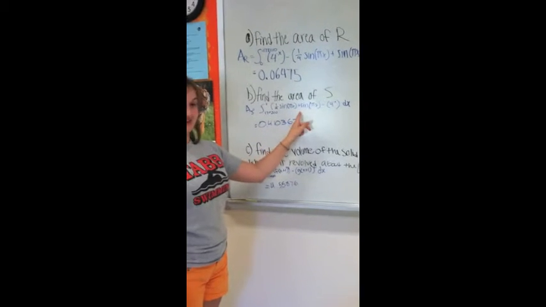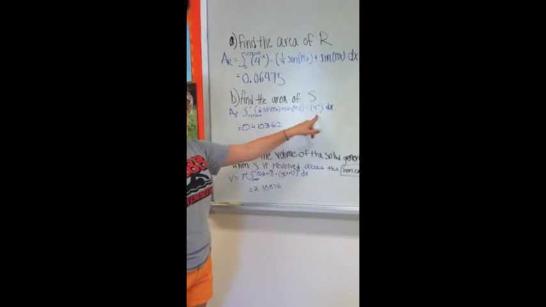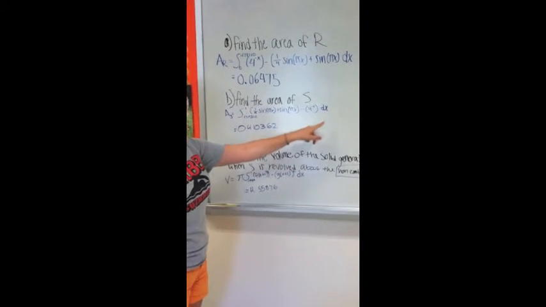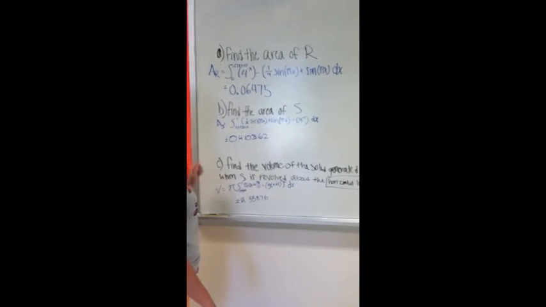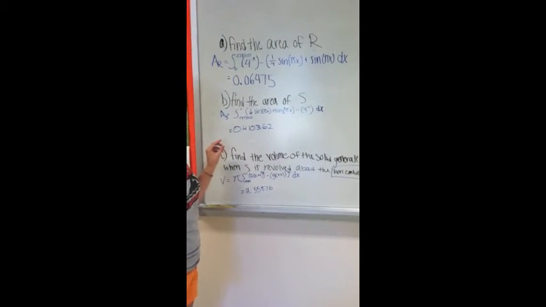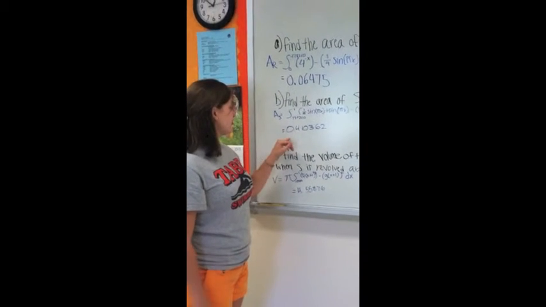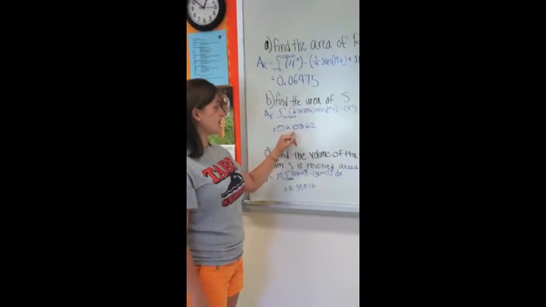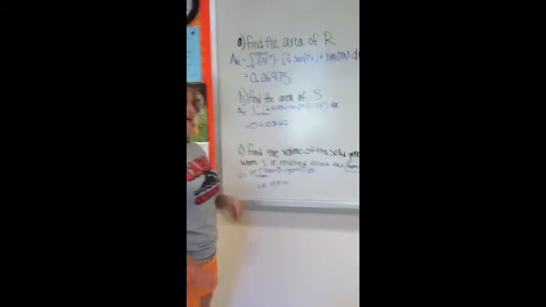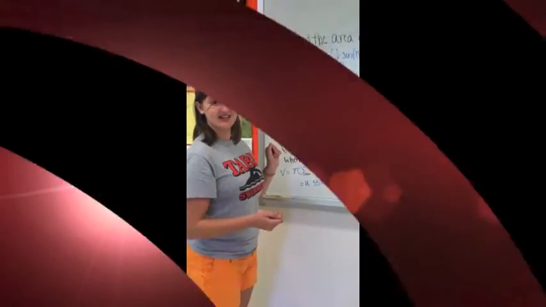1/4 sine of x, and so on, minus 4 to the negative x, dx. Don't forget to write dx. So, as we take that integral, we're going to end up, after typing it into our calculator, with 0.410362. And it's easy as that.